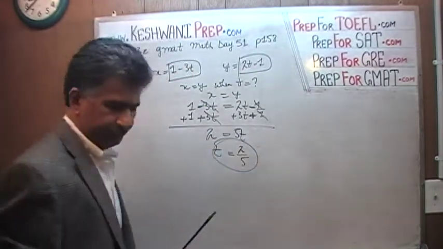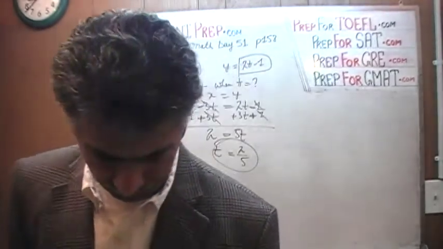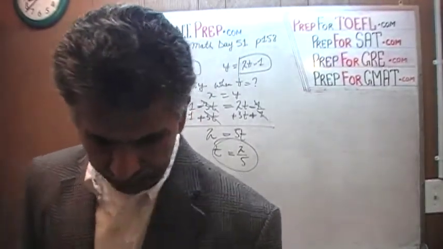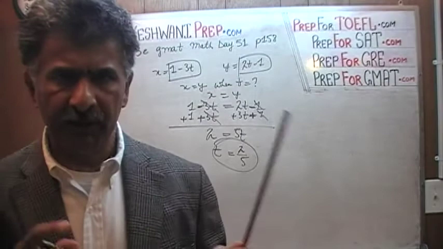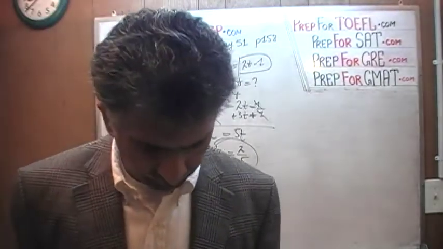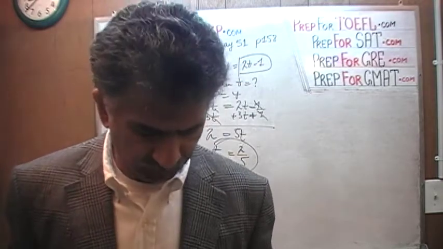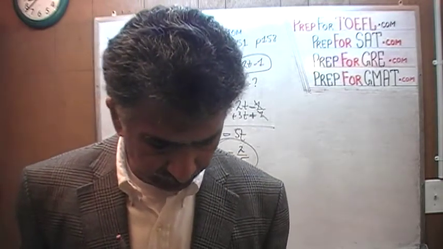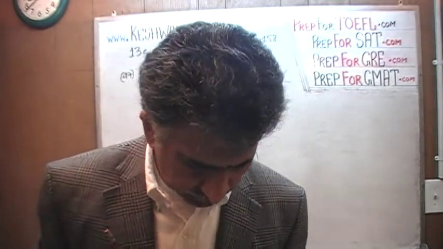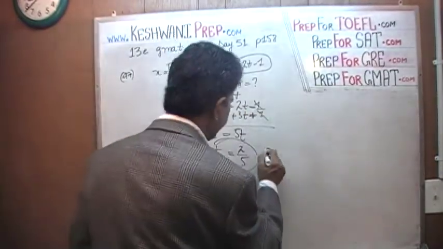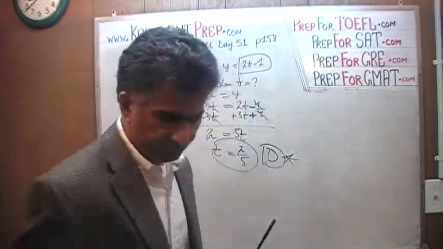Wow. I explained too much, I know that. I shouldn't have to do that. When I say bring all the t's on one side and all the numbers on the other side, that should be pretty self-explanatory. I don't know why I have this urge just to explain the bloody obvious. Anyway, the answer is 2/5, which is D. Letter D. The answer is 2/5.